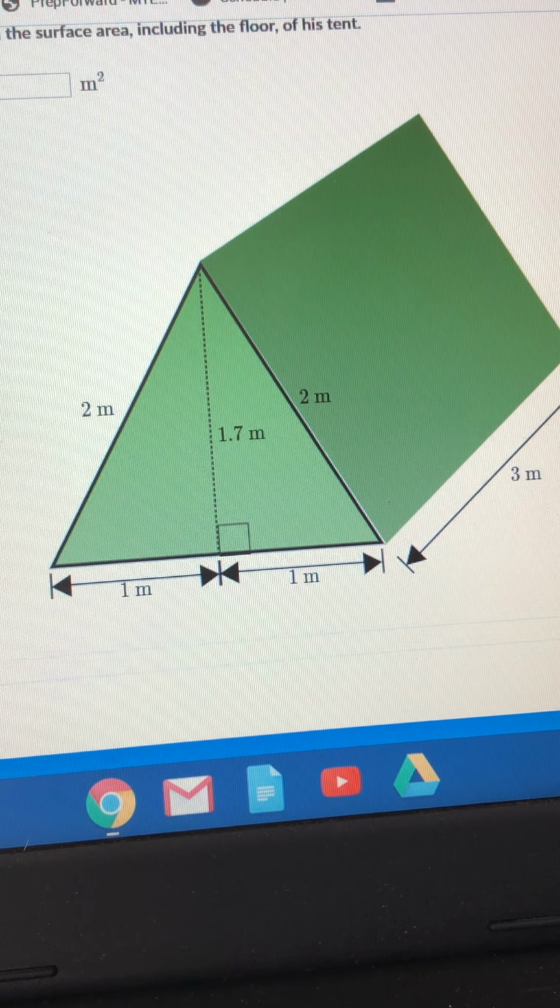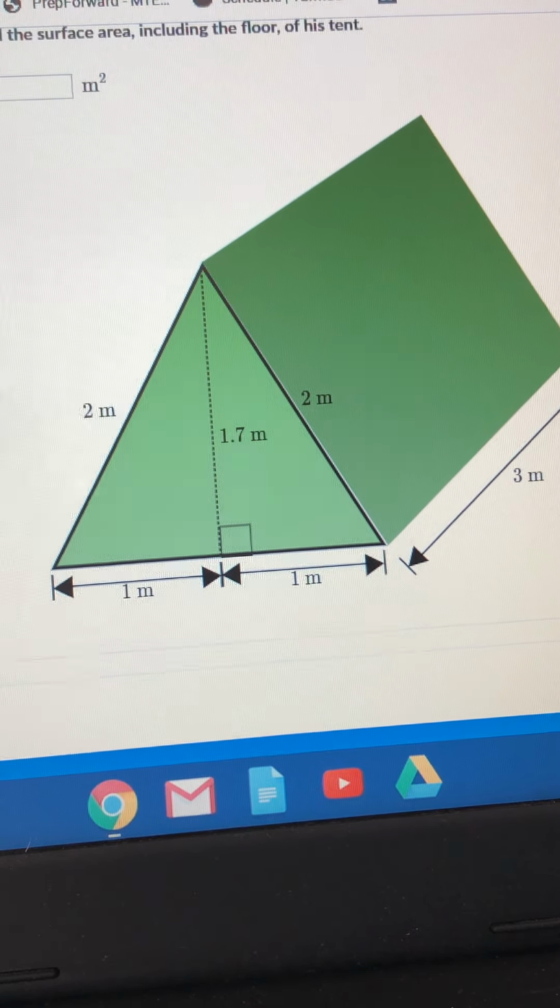So 1.7 times 2 is 3.4. And then if we divided that by 2, we would get 1.7 again. However, there are two of them, so we're just going to say this is 3.4 for both triangles, okay?